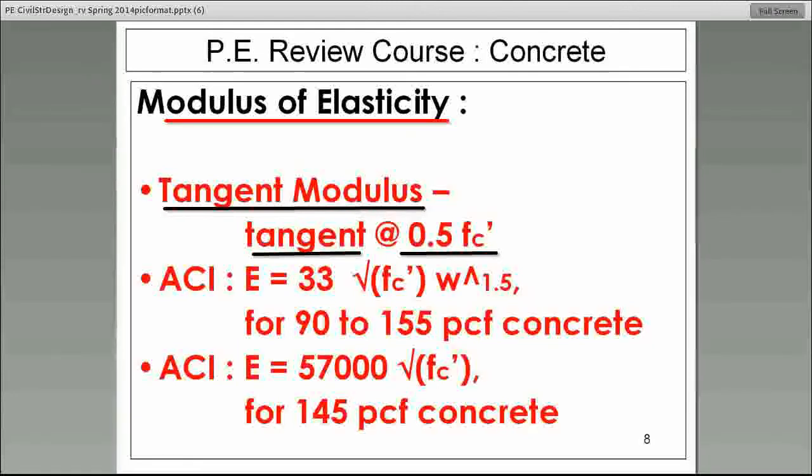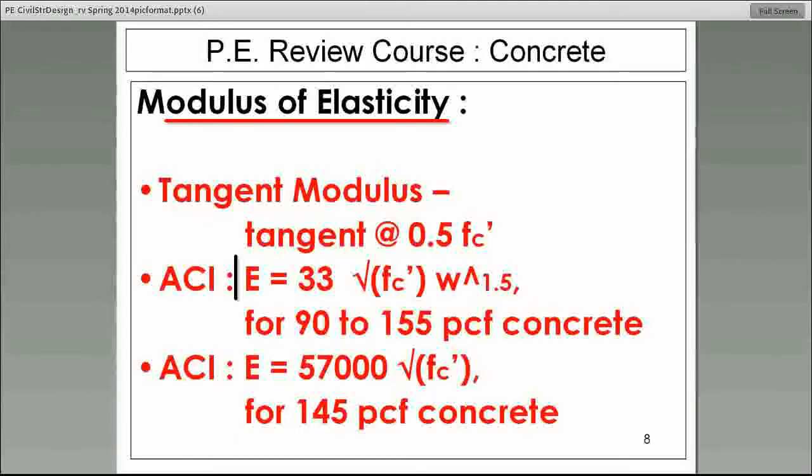So they actually just use one in the design equations, and that is the slope of the tangent line drawn to the stress-strain curve at the point where the stress is 0.5 f prime c. And again, f prime c is the design compressive strength. So at the 0.5 times f prime c, on the curve, we draw a line that's tangent to the curve, and we calculate the slope of that line. You don't really need to actually calculate it because, again, ACI uses this equation to give us that value. So this is what we need to do. Please learn this equation here.